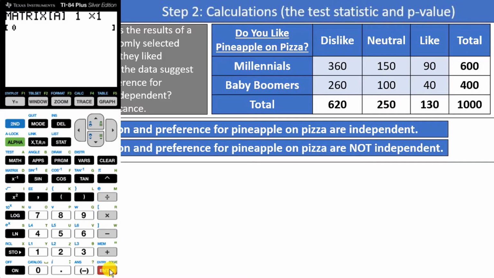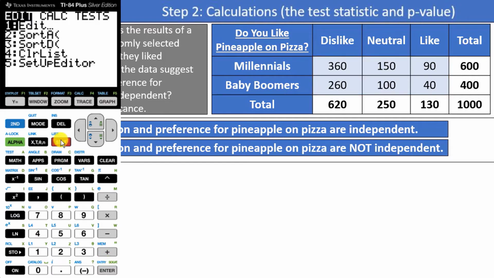Our table has 2 rows, millennials and baby boomers, and 3 columns, dislike, neutral, and like. So we can press 2, enter, 3, enter to change the matrix to a 2x3 matrix. Now enter the values inside the contingency table, again remembering that we don't need to enter the totals. So we have 360, enter, 150, enter, 90, enter, 260, enter, 100, enter, 40, enter.